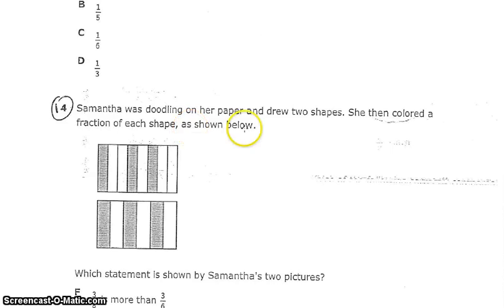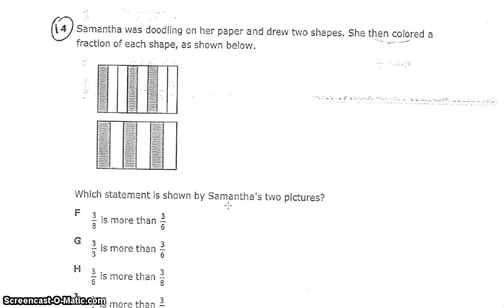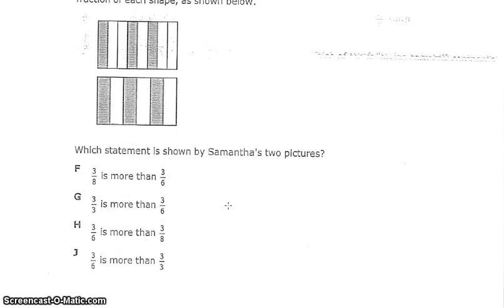14. Samantha was doodling on her paper and drew 2 shapes. She then colored a fraction of each shape as shown below. So please write the fraction for the first shape next to the shape, shaded over total, and write the fraction for the second shape, shaded over total. Which statement is shown by Samantha's 2 pictures?